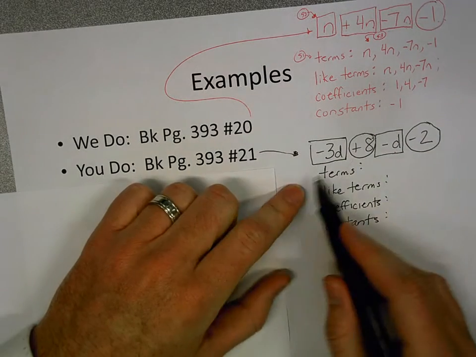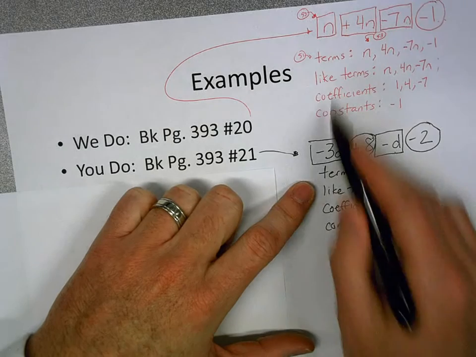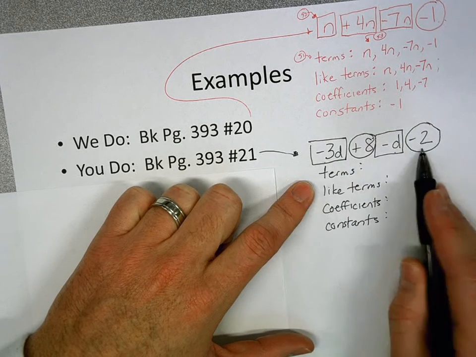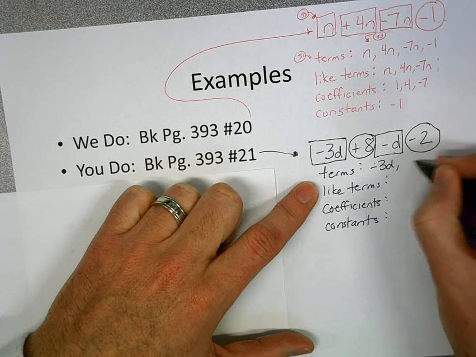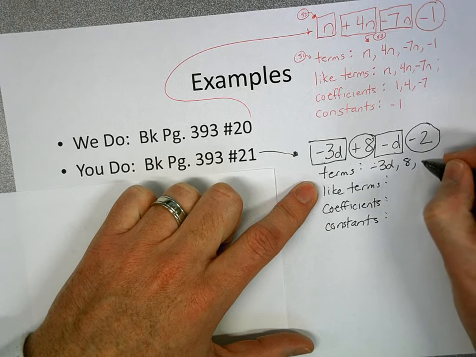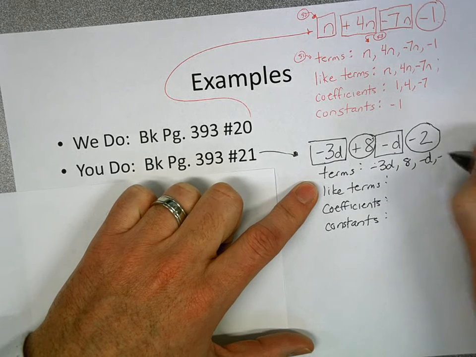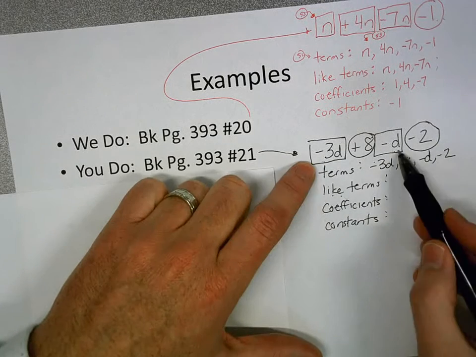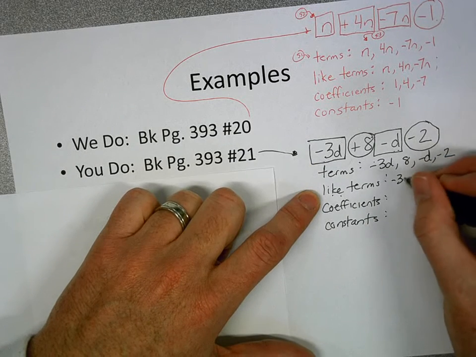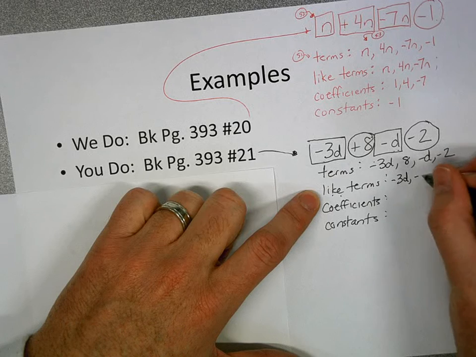So when I talk about my terms, this one's always the easiest. I'm going to go ahead and list all of these. So I have a negative 3d, comma, positive 8, comma, negative d, comma, and negative 2. The like terms, I'm going to do the boxes first. It's a negative 3d, comma, and a negative d.